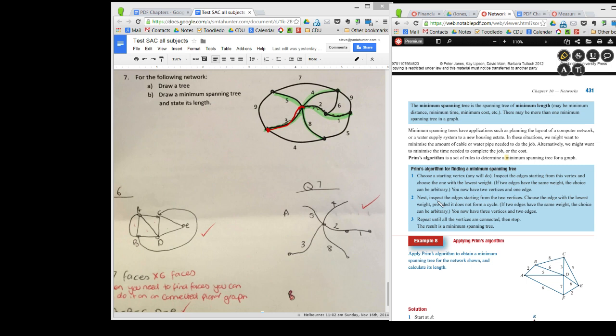Step 2, inspect the edges starting from these two vertices. So we actually have a 5 and an 8, we have a 9 and a 4. So actually we can go back to this one because that's the lowest weight. And it tells us now that we have 3 vertices and 2 edges. So 1, 2, 3 vertices and 1, 2 edges. And basically keep going until all the vertices are connected, being careful not to create any loops where you've sort of come back on yourself.